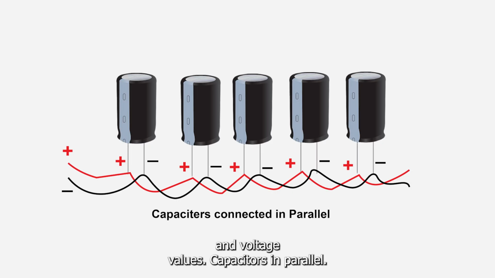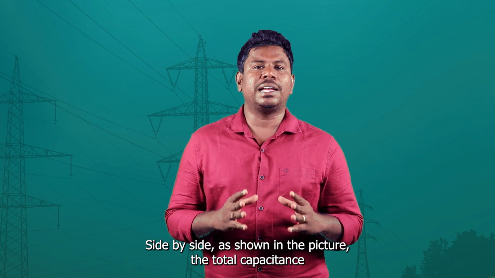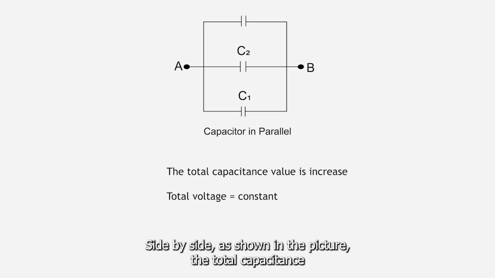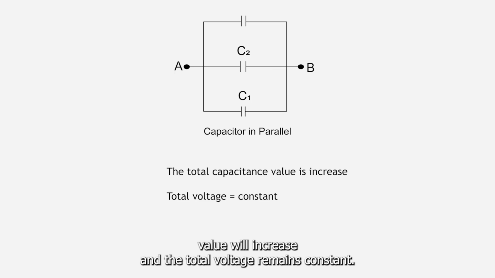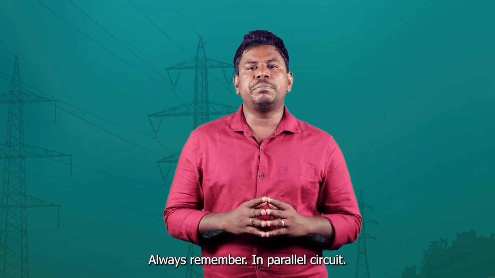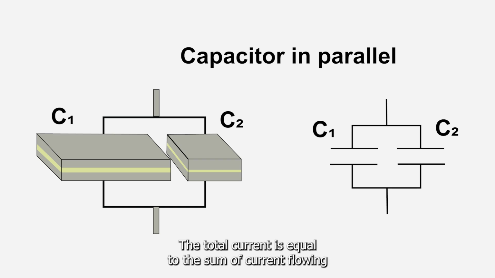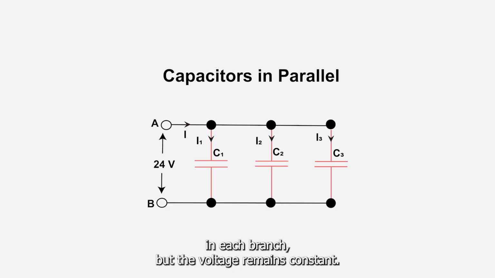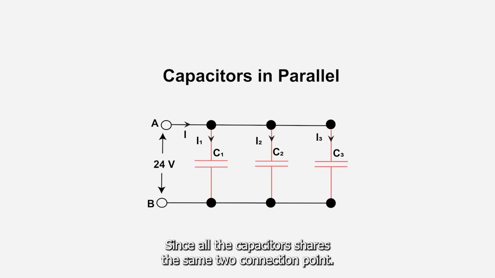Capacitors in parallel. When you connect the capacitors in parallel side by side as shown in the picture, the total capacitance value will increase and the total voltage remains constant. Let us discuss how. Always remember, in parallel circuit, the total current is equal to the sum of current flowing in each branch, but the voltage remains constant since all the capacitors share the same two connection points.